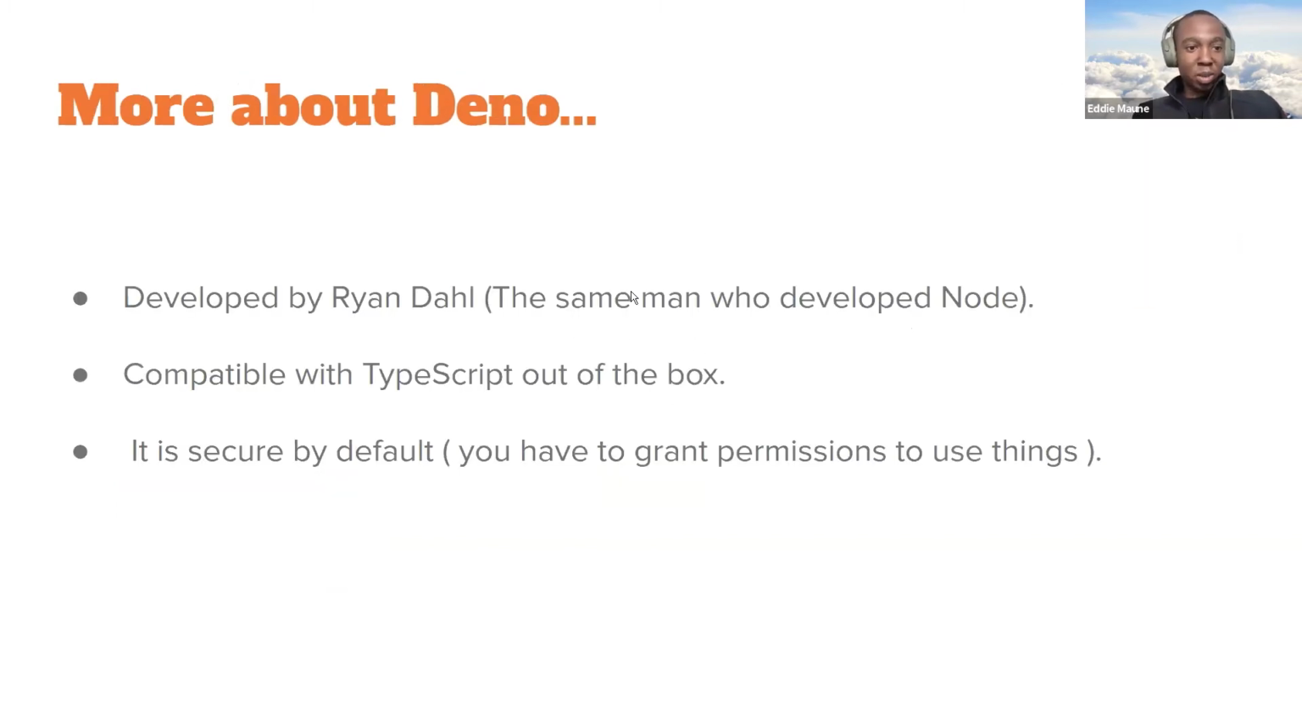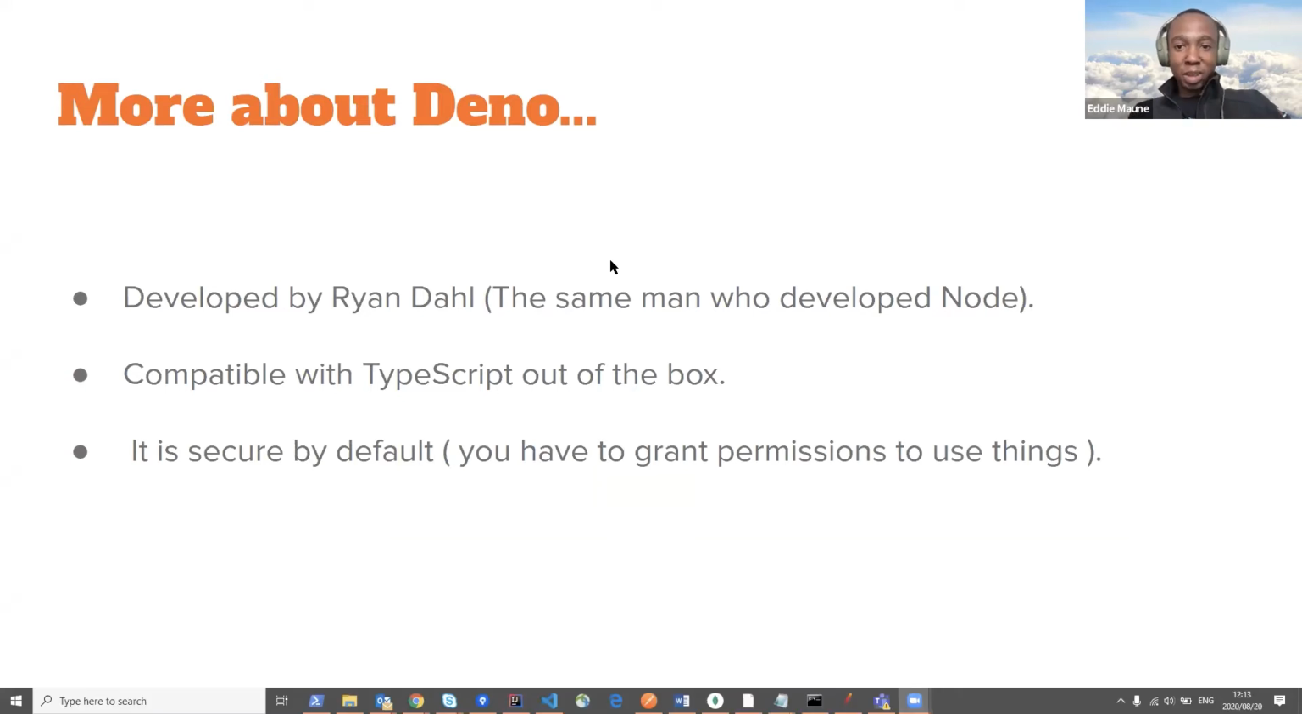So more about Deno. Deno was developed by Ryan Dahl, the same guy who developed Node. He made Deno because there was some stuff he didn't like about Node, which he felt he could do better, or there were improvements he identified that he could make. So he decided to make a brand new framework, or a runtime.